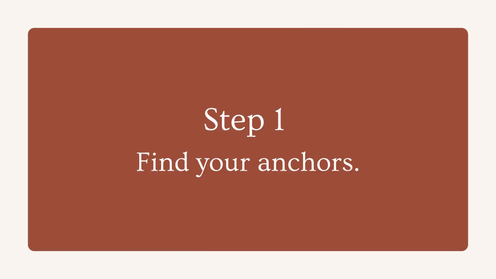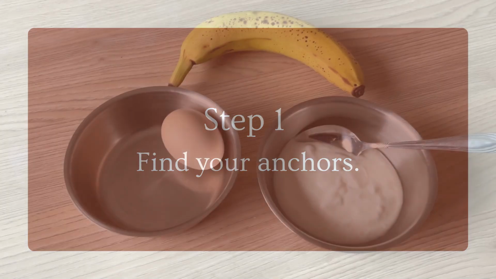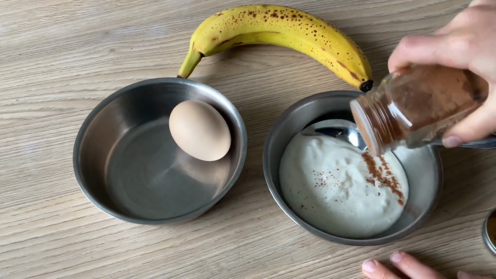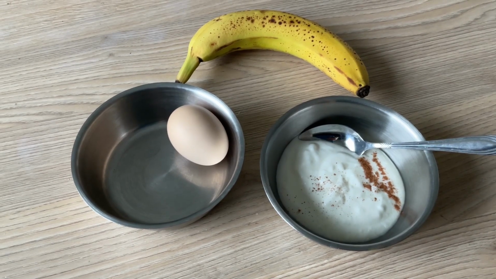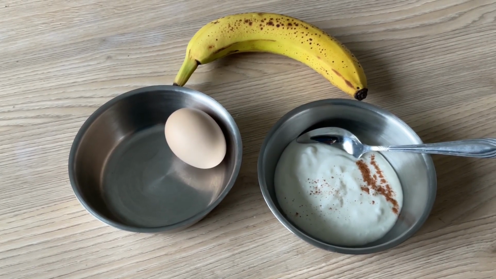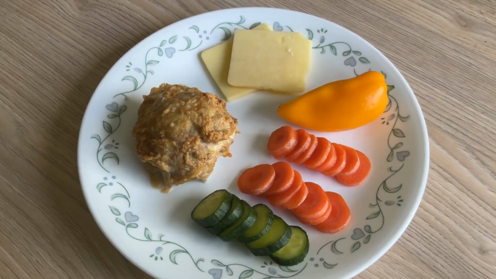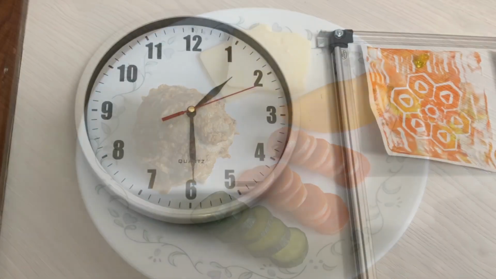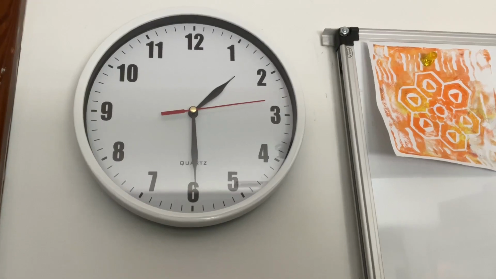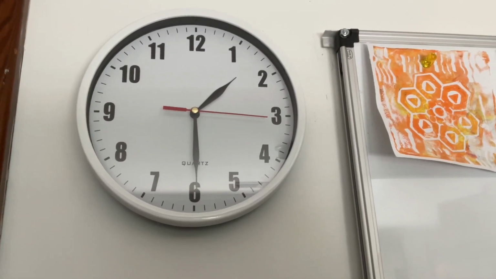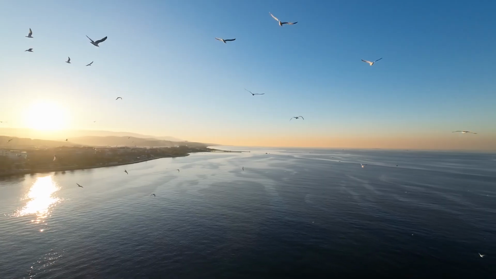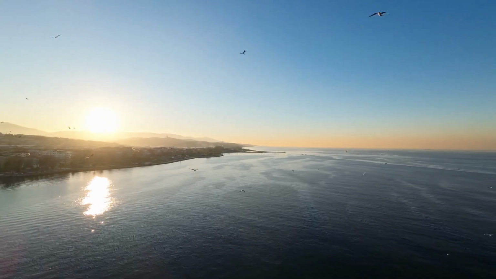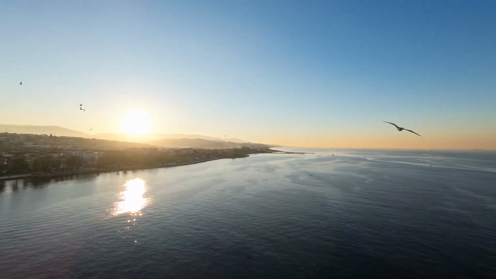Step 1. Find your anchors. Look at your actual week and ask what already happens reliably most days. Breakfast, yes. Midday, yes. The time school needs to be done to protect the afternoon, yes. Those 3 points are your anchors. Write them down. That's the shape of your day before a single subject appears.